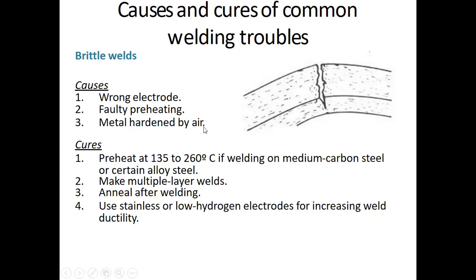What are the cures? You preheat, say 135 or 260, welding on a medium furnace. Depends. The temperature depends on the material, right? Each material has a different melting point, and therefore that will decide the preheating temperature. Make multiple layers of welds, if possible. If the weld thickness is too high, you can make multiple layers. Anneal after welding.